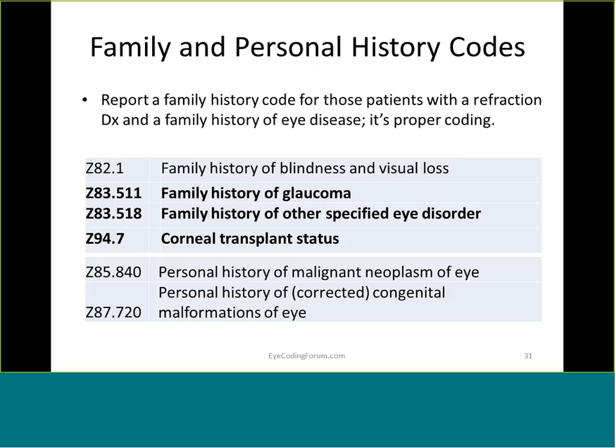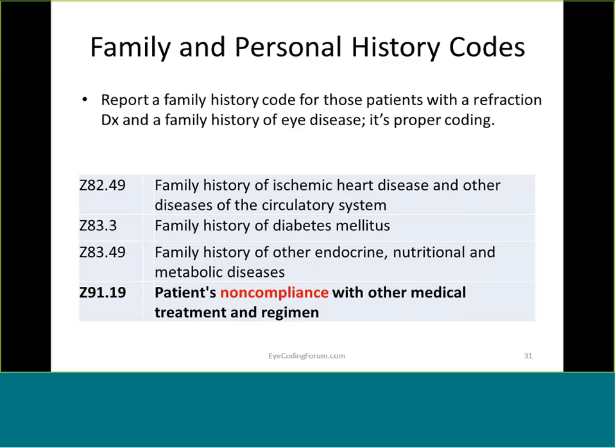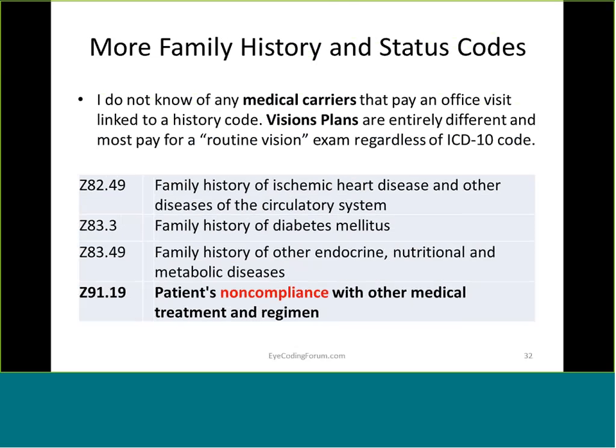In addition, there are family and personal history codes that you should report. Anything like a family history of glaucoma or any other eye disorder is now a Z code. Down the bottom, we have personal history of malignant neoplasm. This means they had a malignancy of the eye, and they're no longer being treated for it, and it's considered a personal history. Now, I don't know of any carriers that pay on an office visit linked to a history code, but once again, it is considered accurate coding, and it is part of the medical record.